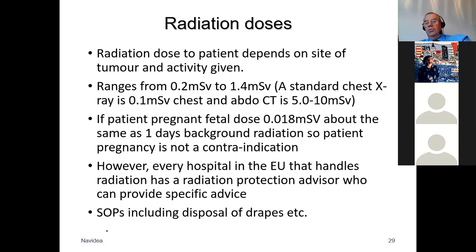Now, under most rules, for example in the European Union, there would be a radiation protection advisor who can get very specific advice for a particular patient. The other thing we do is that there can obviously be some spillage, and we don't want to irradiate our staff. So any drapes or anything used during the operation, including the surgeon's outside gown that could have blood on it, are all collected and measured.